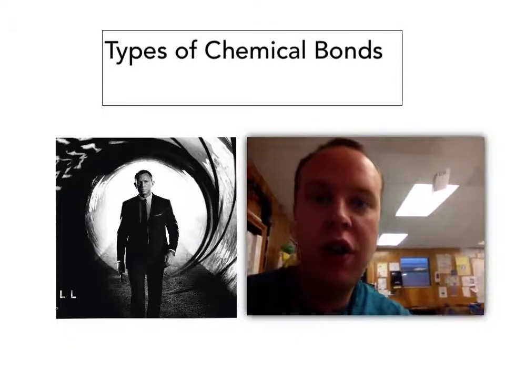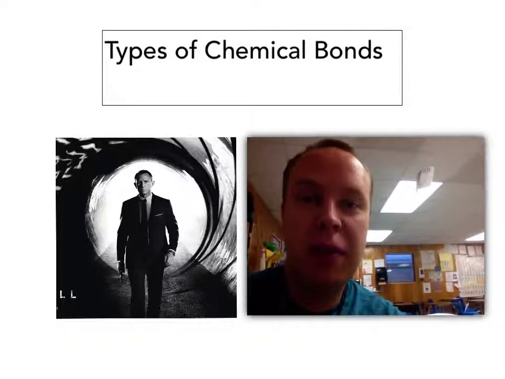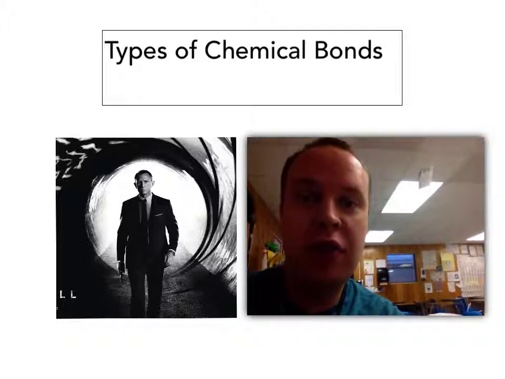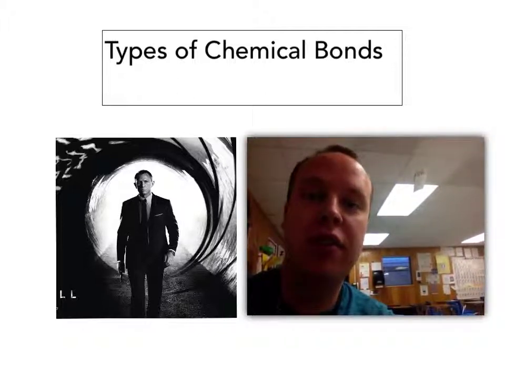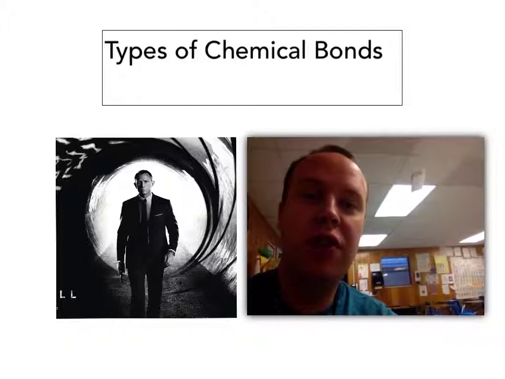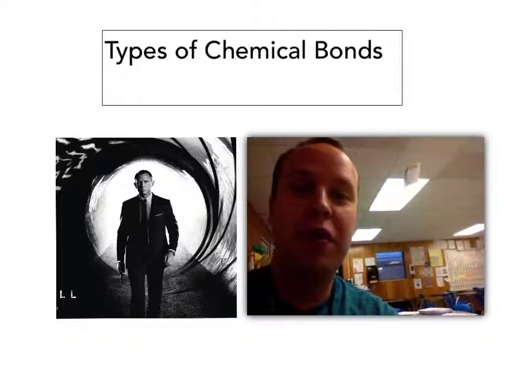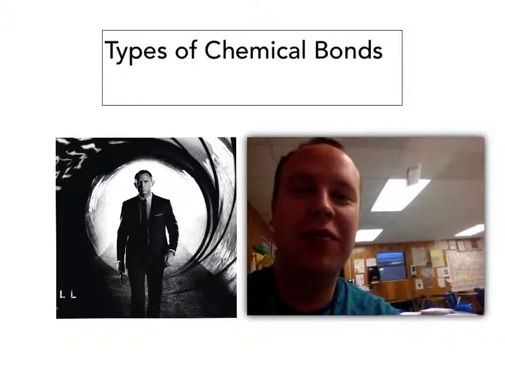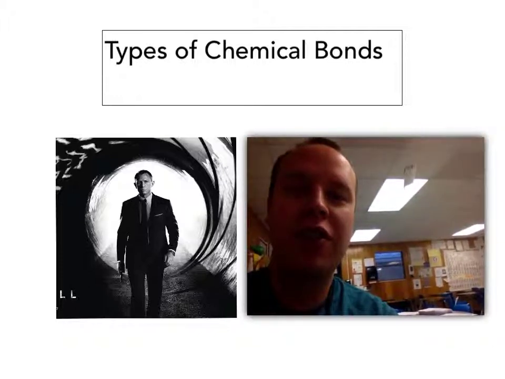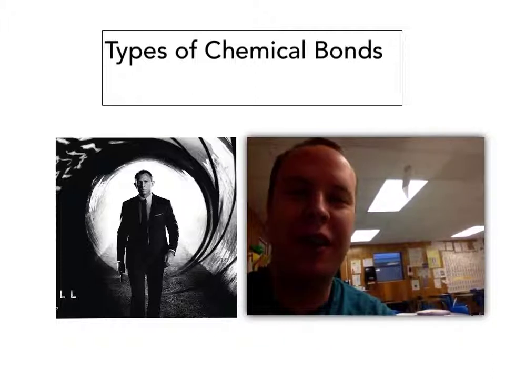Alright class, today we're going to go over the types of chemical bonds. We have ionic bonds, covalent bonds, and metallic bonds. So you see the picture on the left, I took a picture of Bond, James Bond. You might remember some of those movies in the past and recently actually. This will help us remember the types of bonds.